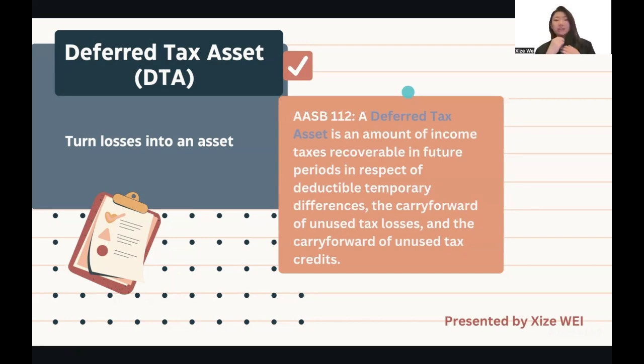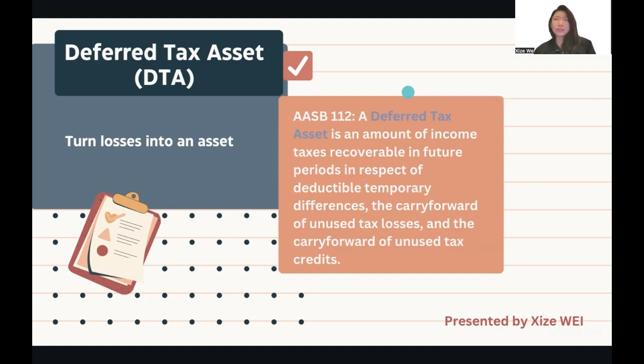The definition of a deferred tax asset in AASB 112 is that a DTA is an amount of income taxes recoverable in future periods in respect of deductible temporary differences, the carry forward of unused tax losses, and the carry forward of unused tax credits. A deferred tax asset is recognized in financial statements when a company has a reasonable expectation that future profits will be available to utilize these tax losses. Especially, it represents the future tax savings.